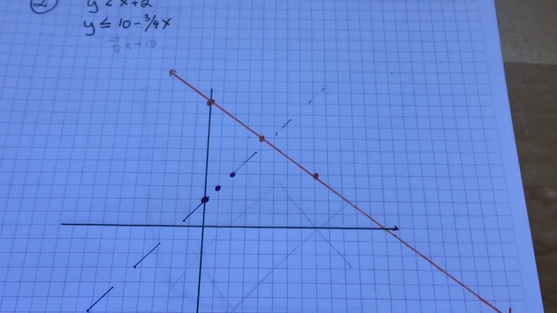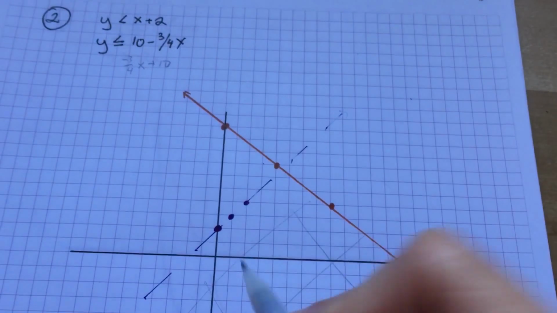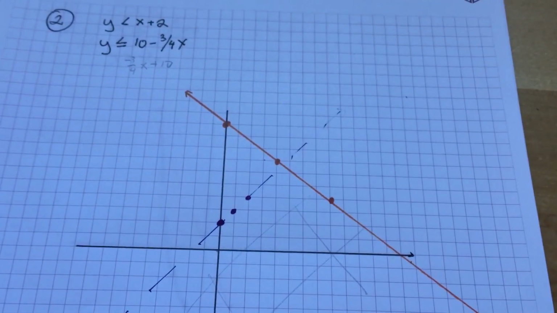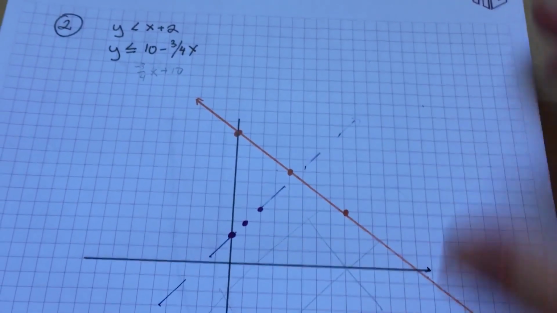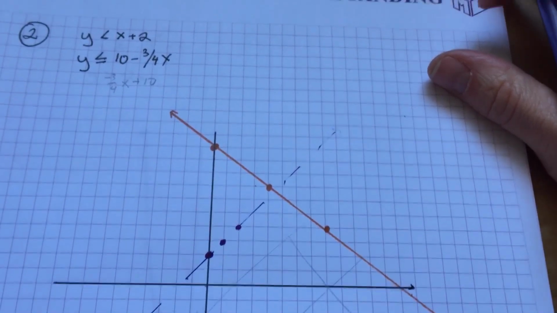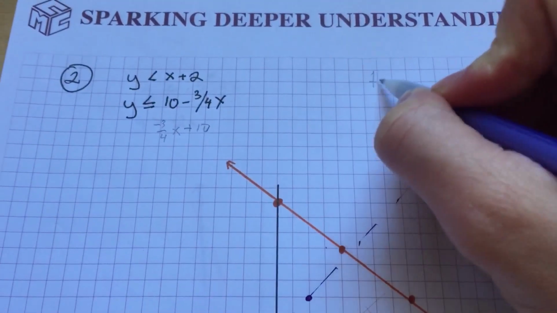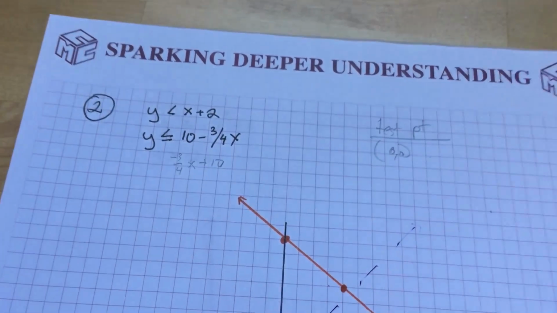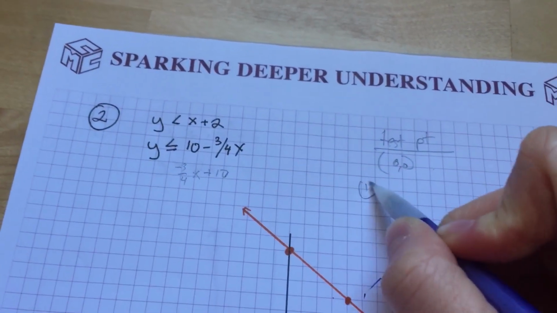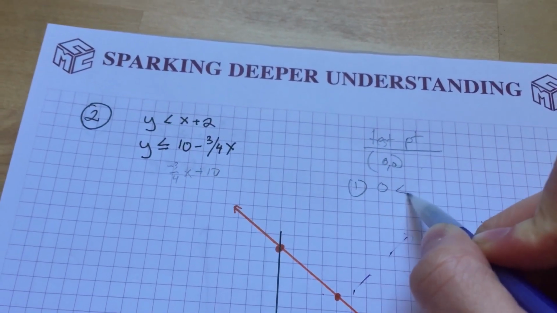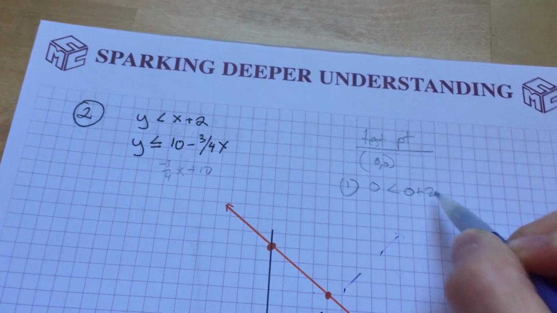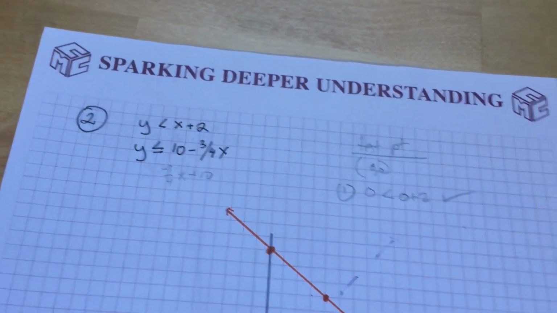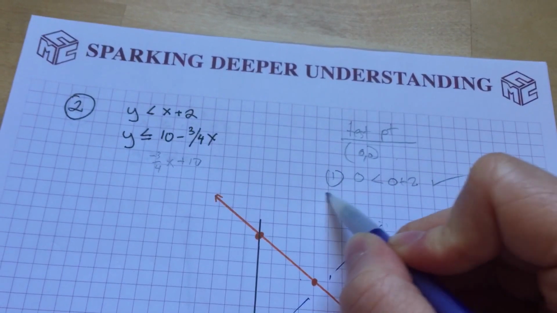Again, I want to test some points out. Just so happens that my wonderful test point 0, 0 is in the region. So test point 0, 0. Test it into the first equation. So 0 is less than 0 plus 2. 0 is less than 2. True statement. Okay, we knew that.